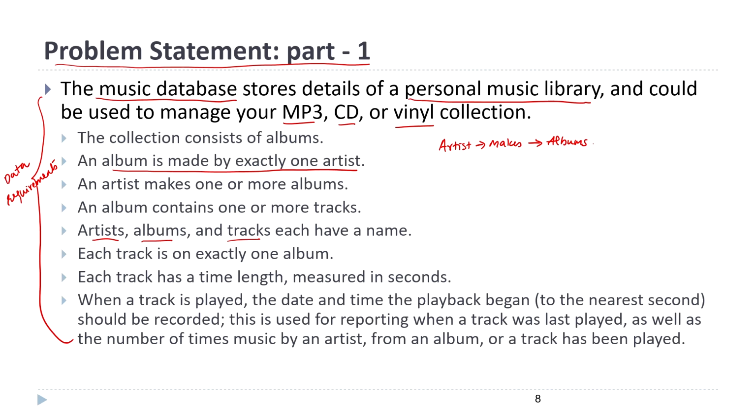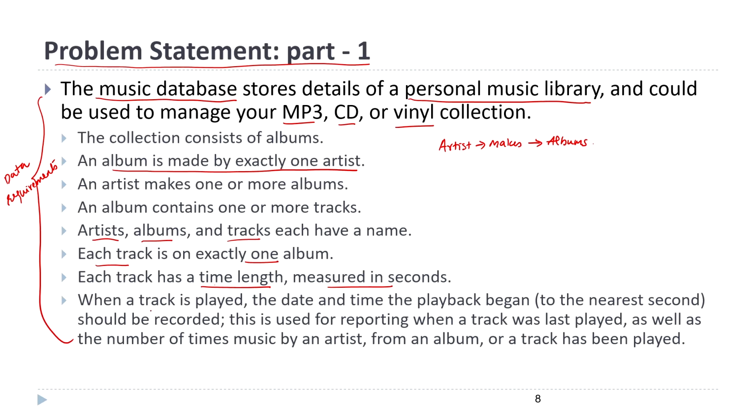Each track is on exactly one album. So, the track is always there in one album, it cannot be there in multiple albums. Each track has a time length measured in seconds. So, that is one attribute of the track. Track has a play length that is measured in seconds.